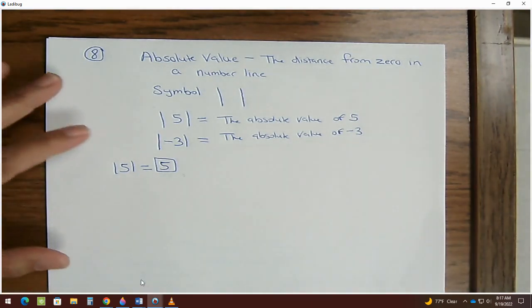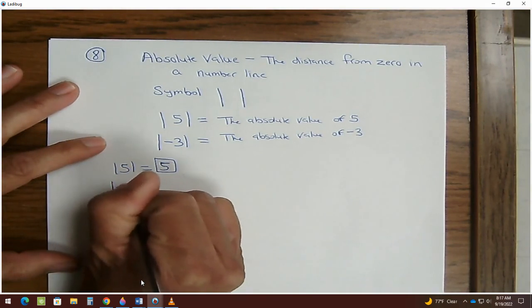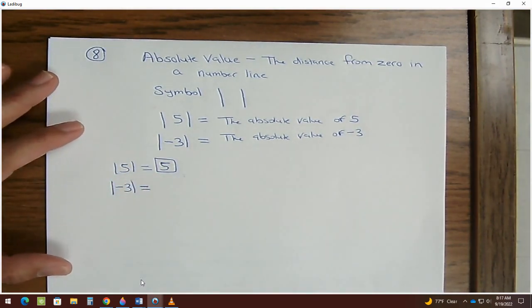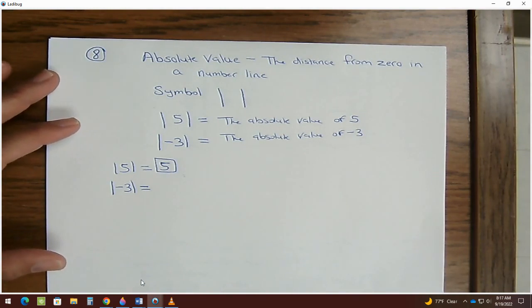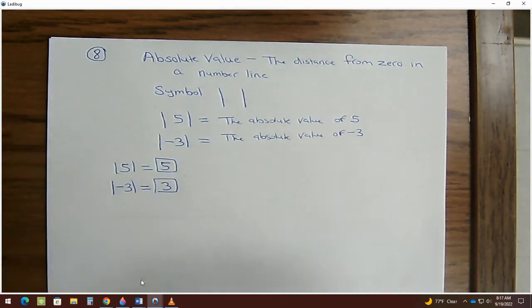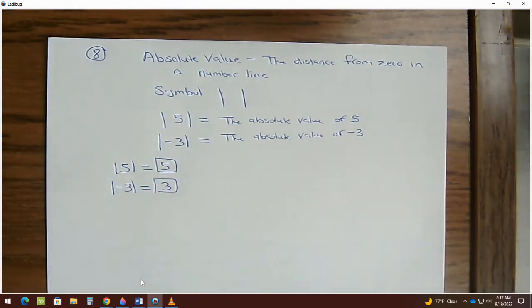Now look at the next one. This is where kids mess up a little bit. The absolute value of negative 3, what would be the answer? It would still be 3. And you're wondering, but why, sir? Because absolute value is the distance from 0.